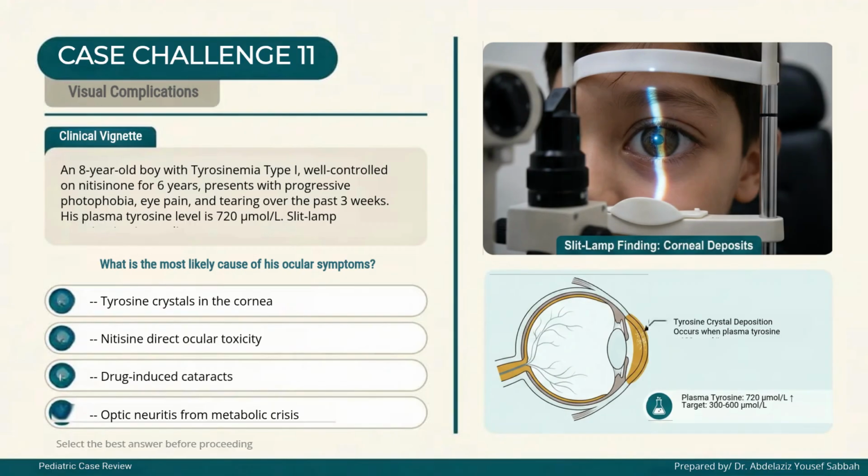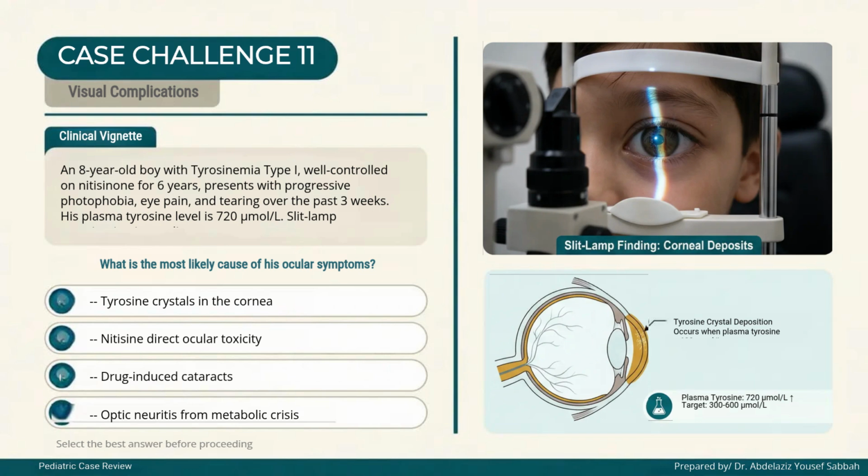Case Challenge 11. An 8-year-old boy with Tyrosinemia type 1, well controlled on nitisinone for 6 years, presents with progressive photophobia, eye pain, and tearing over the past 3 weeks. His plasma tyrosine level is 720 micromoles per liter. Slit lamp examination is pending. What is the most likely cause of his ocular symptoms?